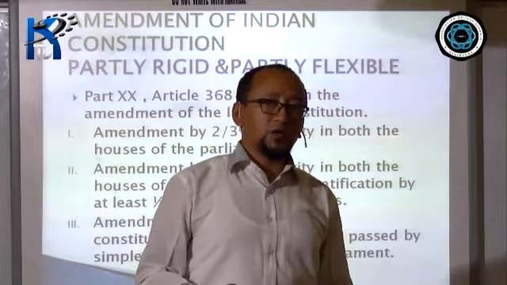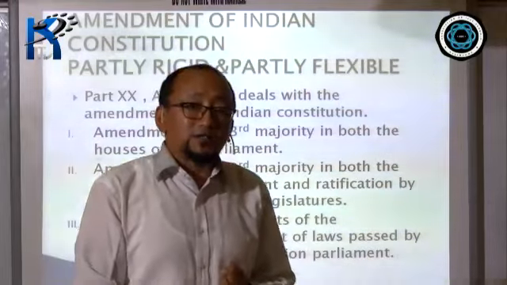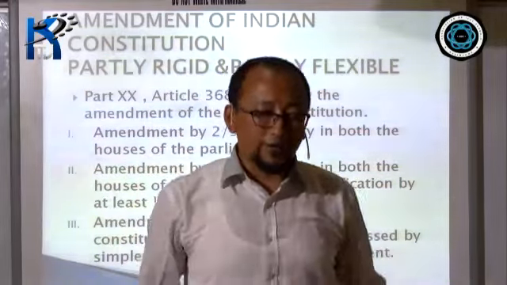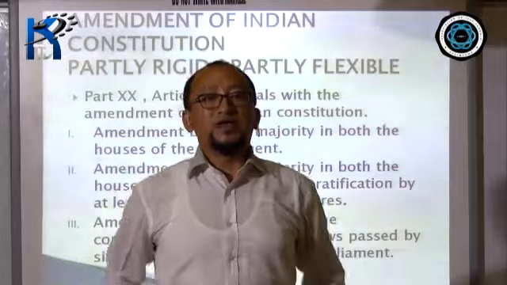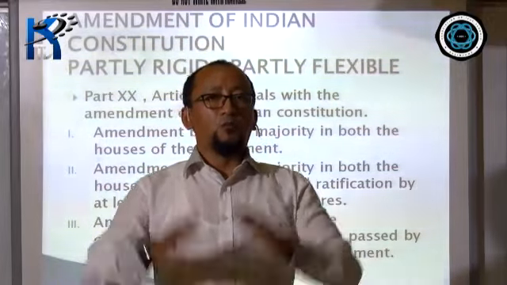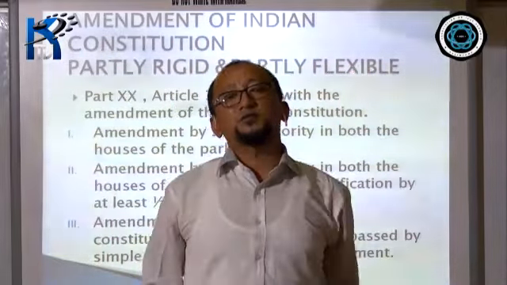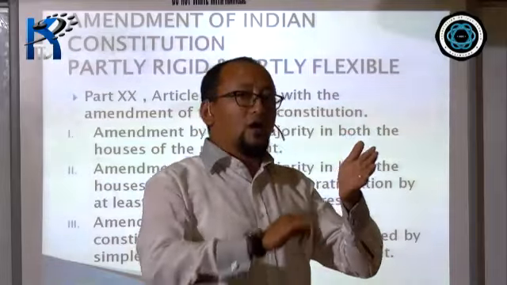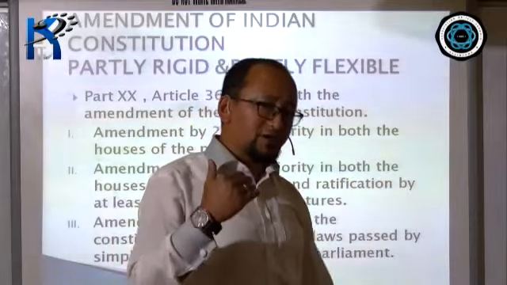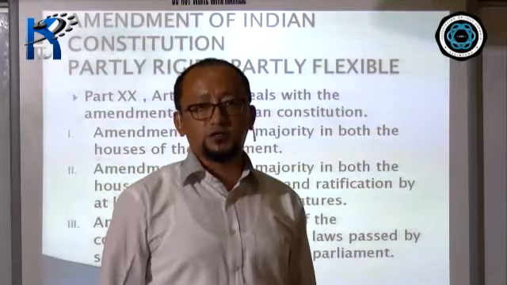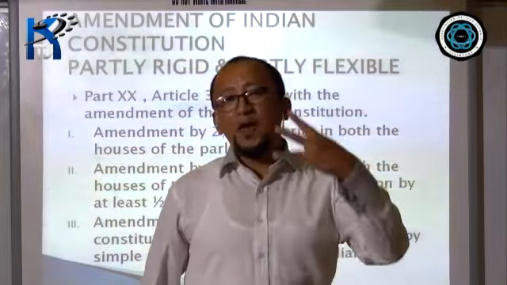Number two, if the two houses, that is, Lok Sabha and Rajya Sabha, pass the resolution by a simple majority. I repeat, by simple majority. And number three, that is the rigid way. If both the houses of the Union Parliament, that is Lok Sabha and Rajya Sabha, pass the resolution by 2/3 of the members present and voting, followed by ratification of half of the state legislatures, then you can amend the constitution. So basically, there are three ways of amending procedures.